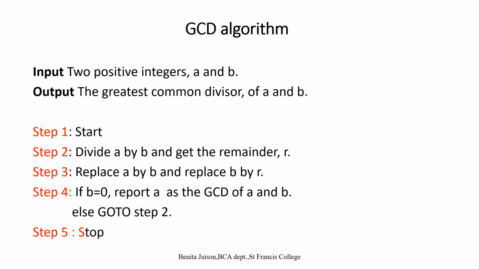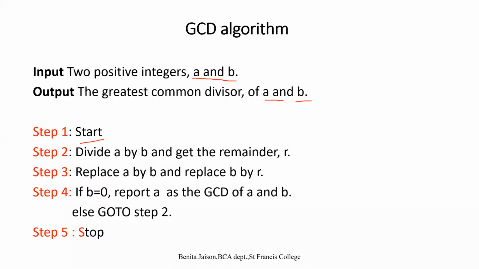So here the algorithm works on 2 lines of code. So we are just making it as an algorithm. Input expected is 2 integers for which we are finding the greatest common divisor, and output will be the greatest common divisor of A and B. In the beginning, we will be giving start, and then divide A by B and get the remainder as R. Replace A by B and replace B by R. If B is equal to 0, report A as the GCD of A and B, else go to step 2.